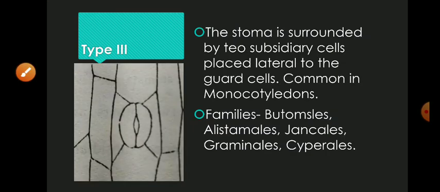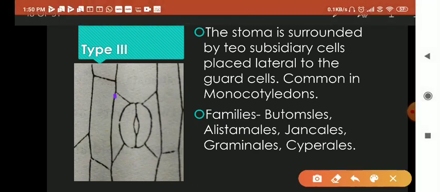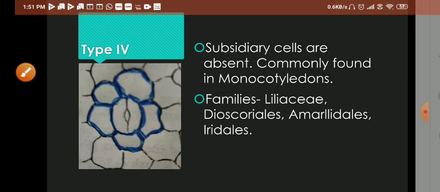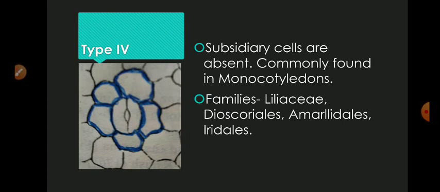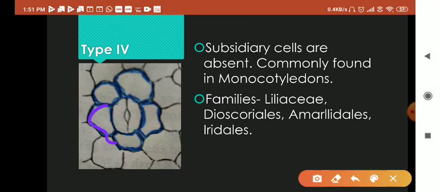Next, type 3, the stoma is surrounded by 2 subsidiary cells placed lateral to the guard cell. This is what you are going to see in monocotyledons. So monocotyledons have this type of laterally placed subsidiary cells. Now the type 4, this is also common in monocots, and here subsidiary cells are absent. Subsidiary cells are altogether absent, and what I have marked is similar. These cells are similar to these cells. So the subsidiary cells are altogether absent here.